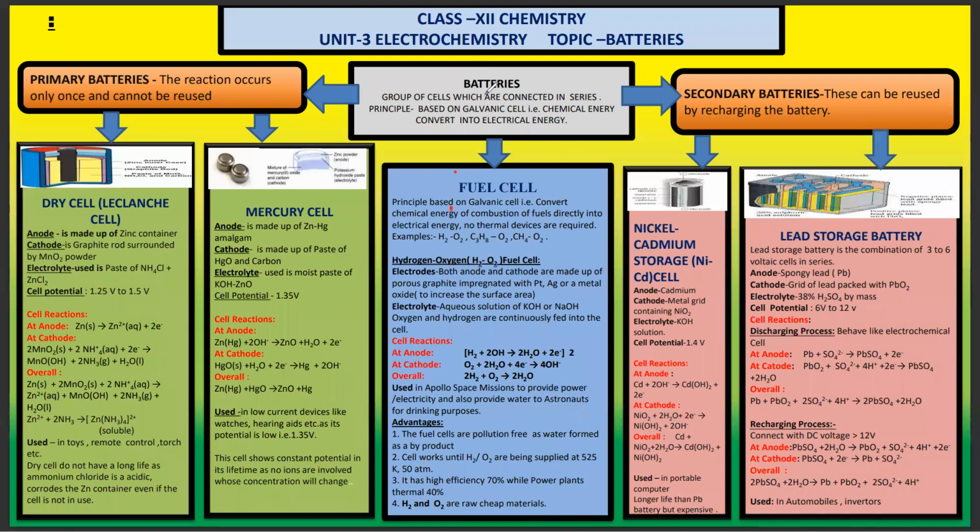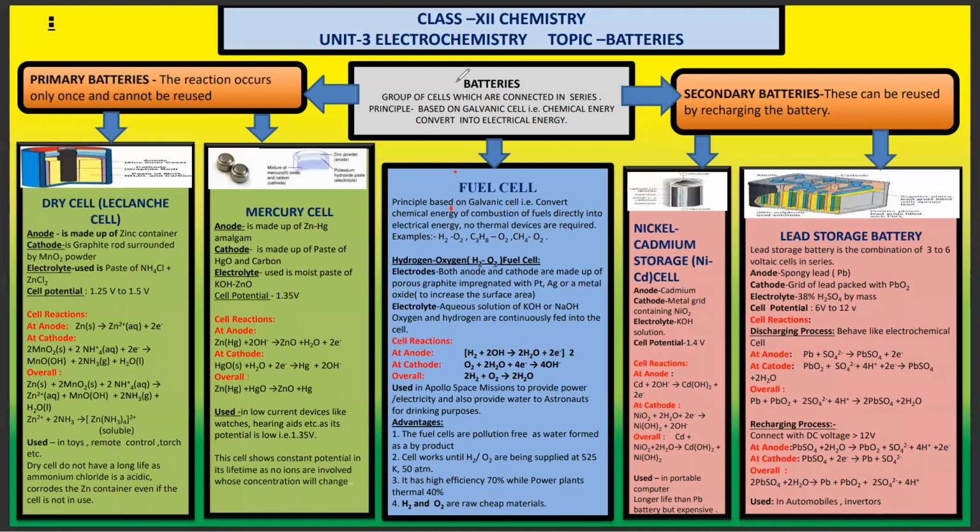So what is battery? The whole thing about battery is summed up in the mind map. What is battery? Yes, it is a group of cells which are connected in series. And what is the principle of battery? It is based on the galvanic cell. That means chemical energy is converted into electrical energy.